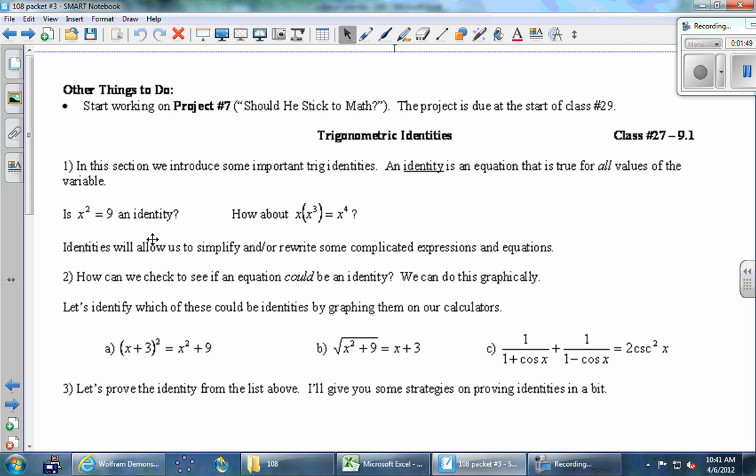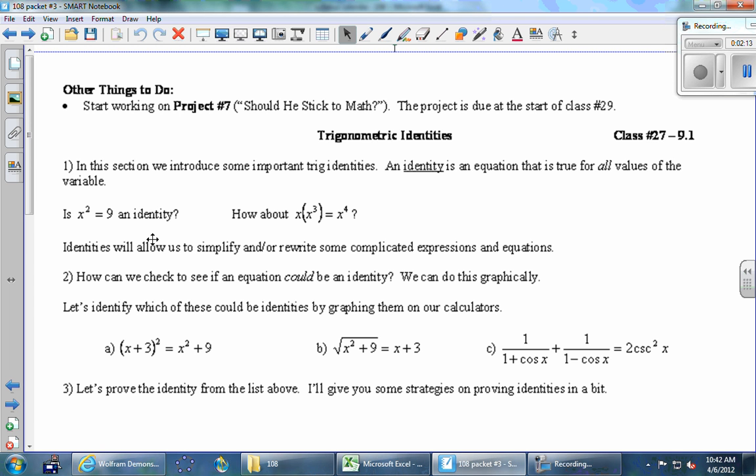Okay, let's look at that equation. Is x squared equals 9 something that's true for all values of x? No, it's an equation. It's true for some values of x. What values of x make this true? 3, also -3. It's true sometimes, and it's an equation, and you can solve a lot of equations. But that's not what an identity is. An identity is something which is true all the time.